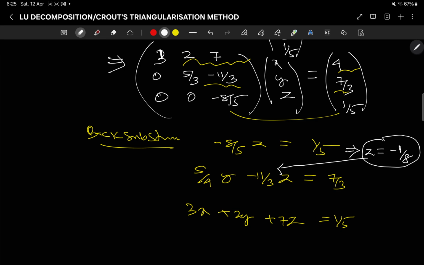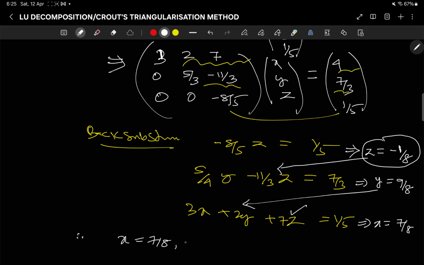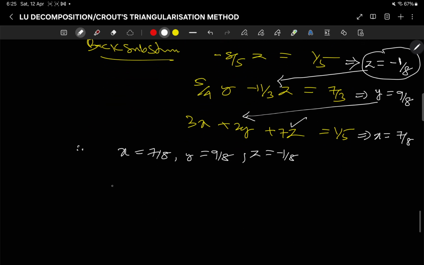So substituting z, what is your y? It implies your y is equal to 9 by 8, and substituting the value of y and the value of z, I am getting here x is equal to 7 by 8. So therefore x is equal to 7 by 8, y is equal to 9 by 8, or z is equal to minus 1 by 8. Or if I write x1 is equal to 7 by 8, I can write x2 is equal to 9 by 8 and x3 is equal to minus 1 by 8.